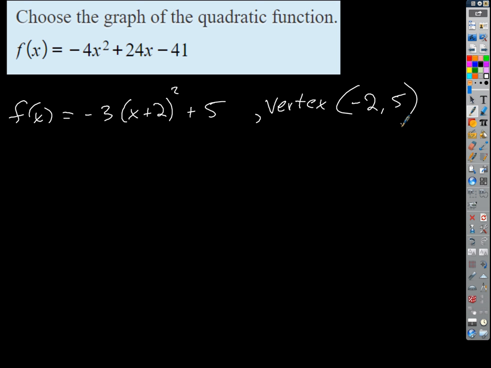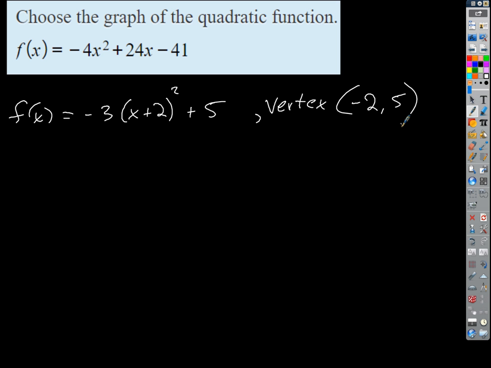And then how do we know what to do from there? Okay, a is -3. So we're going to take our parent graph for a x squared, and we're going to stretch it vertically by 3 and reflect it and flip it vertically, right? So that'd be an easy thing to do.